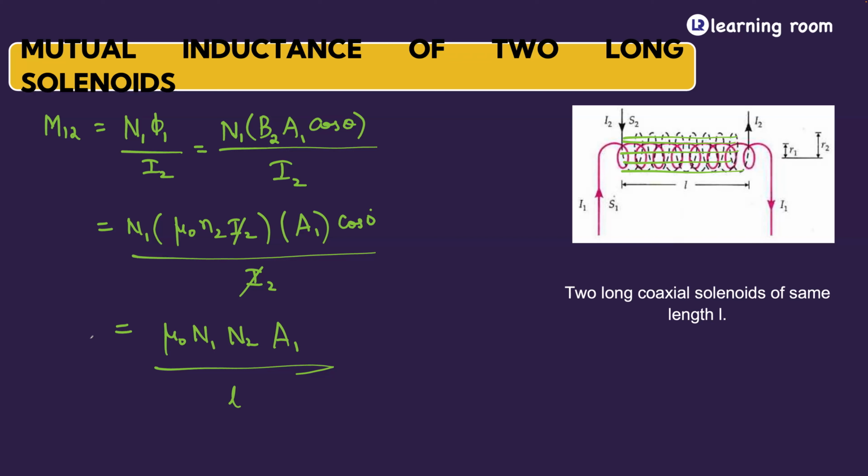is what is going to be the value of M12 also. But if you observe one thing clearly, in terms of magnitude, M12 and M21 are the same, provided you consider two long coaxial solenoids of the same length. If you had considered them to be of different lengths, then you would have got L1 and L2. But if you consider them of the same length, it will be the same value for M12 and M21. Am I clear with this?